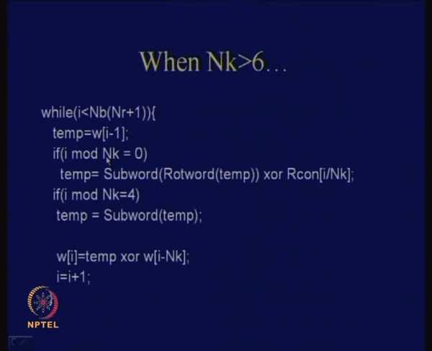Rather, when i is equal to 8, then 8 mod nk is equal to 0, so the same thing happens here. But when i becomes equal to 4, then you are required to do an additional step. That is, instead of doing the rot word or the XORing with the round constant, you just do a substitute word, and the other things remain the same. The rest of the things are precisely as what we have discussed for nk less than or equal to 6. So there is an additional step that you require to take care of.